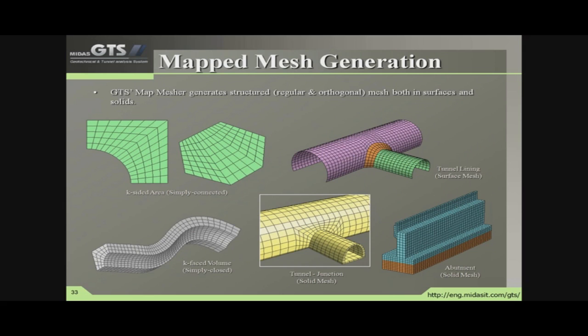Talking about the mapped mesh or the structured mesh, GTS map mesh generates structured, which can be either regular or orthogonal, mesh in both surfaces and solids, and here is an example of how structured meshing is done in Midas GTS.